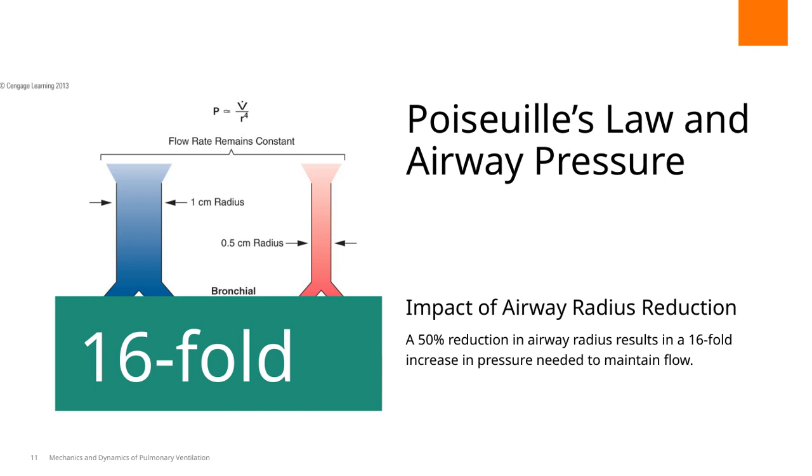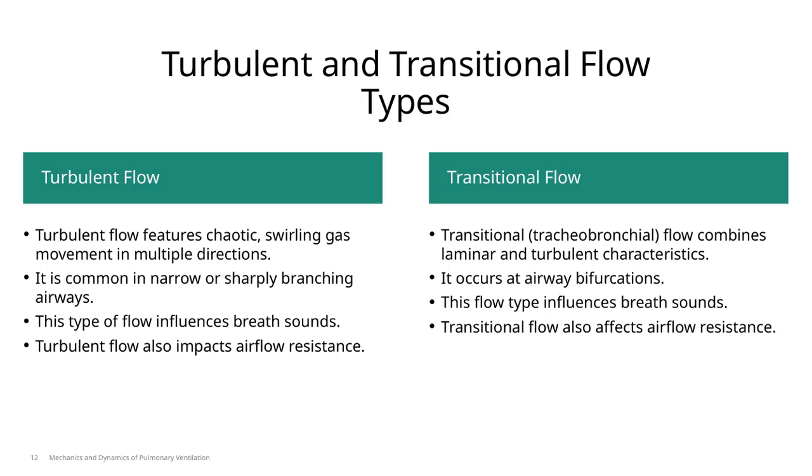Now, let's take a closer look at the mechanics and dynamics of pulmonary ventilation, focusing on turbulent and transitional flow. Turbulent flow is characterized by chaotic, swirling movement of gases in multiple directions, which makes it quite different from the smooth, orderly laminar flow we often think about.